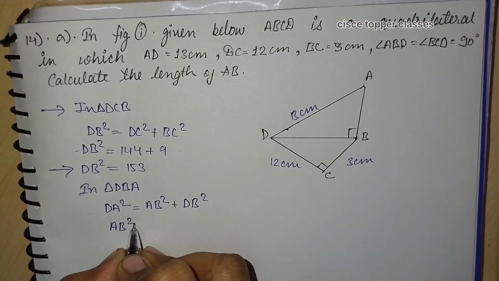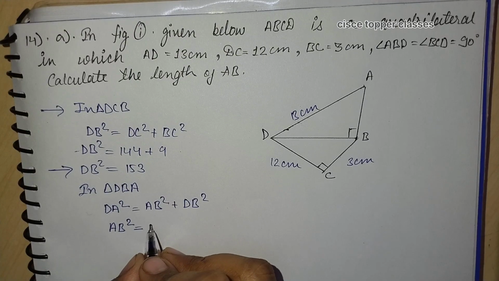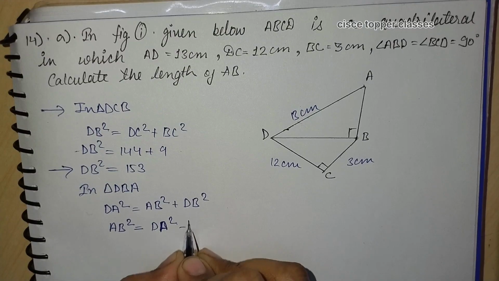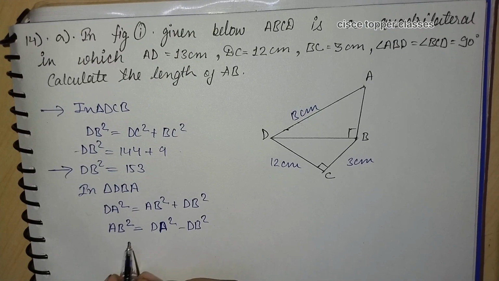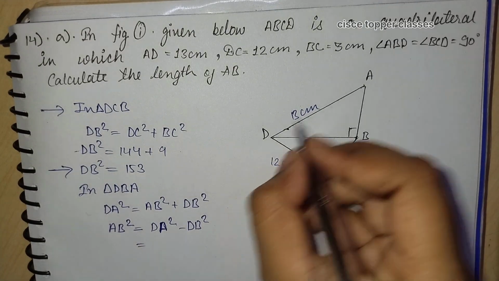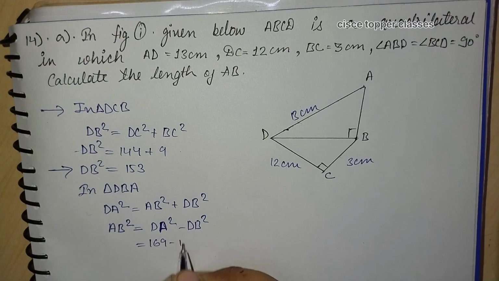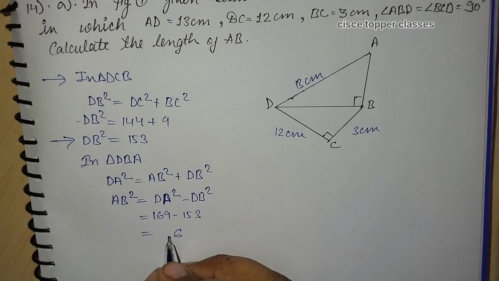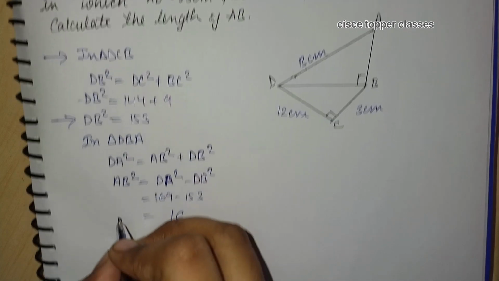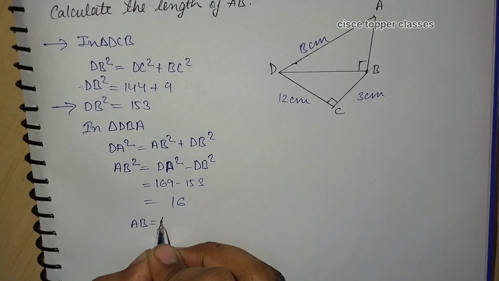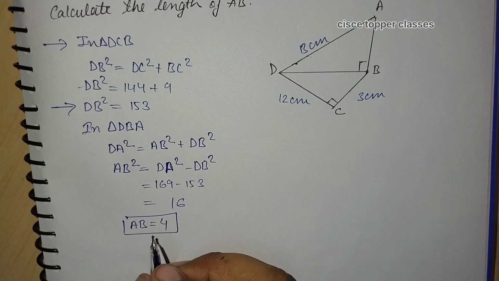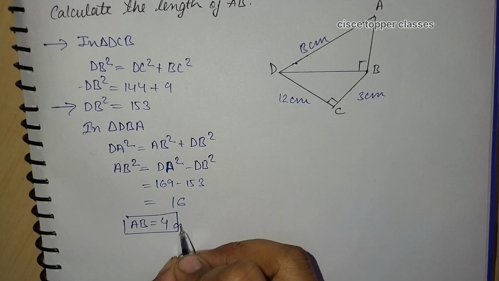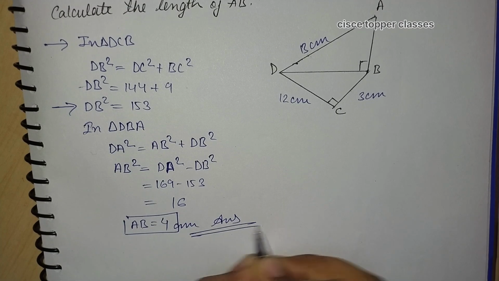So simply we can write AB square is equal to DA square minus DB square. So simply we will put the value of DB square here, and DA is given only, so it will be 169 minus 153. On subtracting we will get 16 here. Now we will take the under root. On taking under root we will get AB as 4, and this is only we have to find in this question. Means the length of AB is 4 centimeter here in this question. So this is the answer.